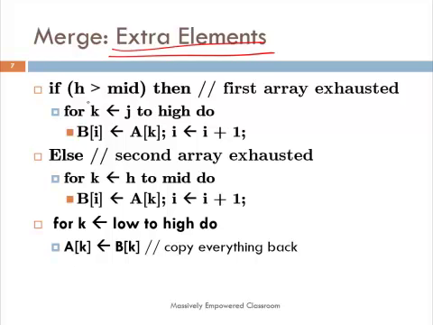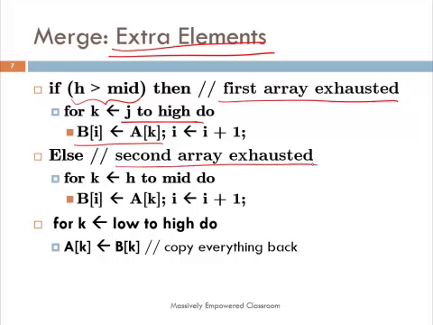So to do that, if H is greater than mid, that means we have gone beyond the first part of the array. The first array is exhausted. That means there may still be some data elements left in the second array. So from J to high, all the remaining elements of the second array get copied to the new array B[I]. Otherwise, the second array is exhausted. There may be extra elements left in the first part of the array. This part may be longer than the second part. So from H to mid, copy all those elements to the new array B[I], and then advance the index I on the array B.